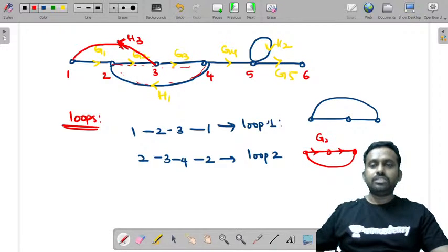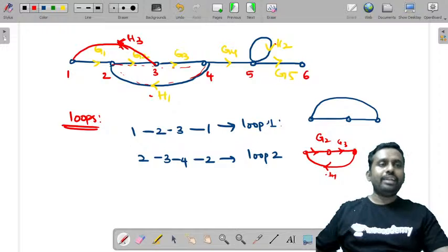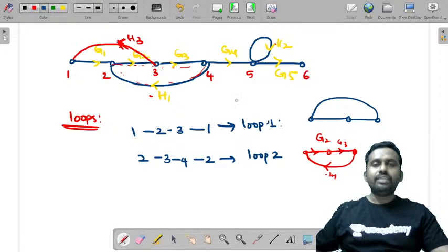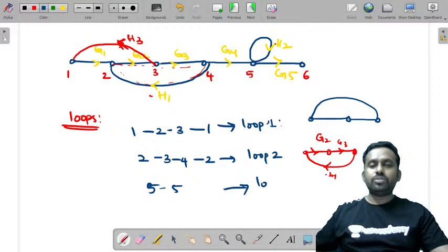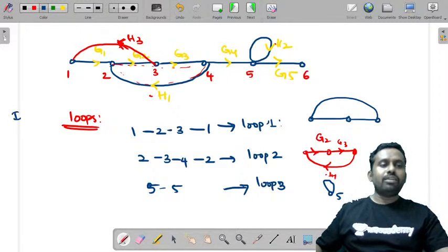So this is G2, and this is G3, and this is H1. Most probably it will be given as minus H1 if it is negative feedback. So this is loop 2, and let us write loop 3. There is another loop which starts at 5 and ends at 5. So this is a self loop. So this is loop 3. Now these are called individual loops.